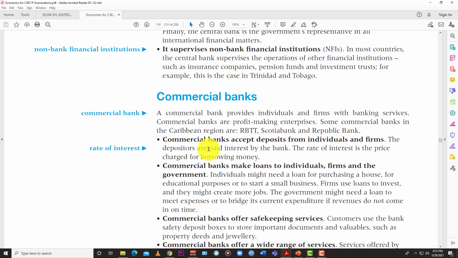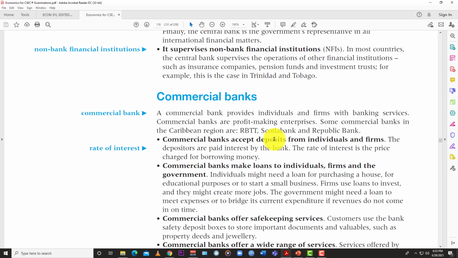Some commercial banks in the Caribbean region include RBTT, Republic Bank, Scotia Bank, First Caribbean Bank. You have your national banks of various countries, Antigua, St. Kitts, wherever, national banks, Bank of Nevis, those kinds of banks. All those are commercial banks. So some of your domestic banks would be considered commercial banks. As long as it's not the central bank, then it would be a commercial bank.